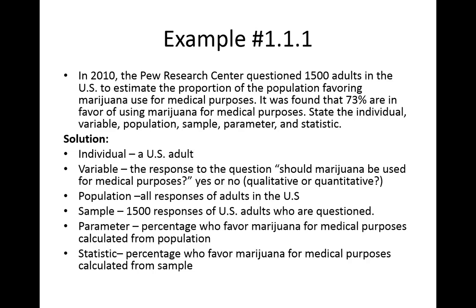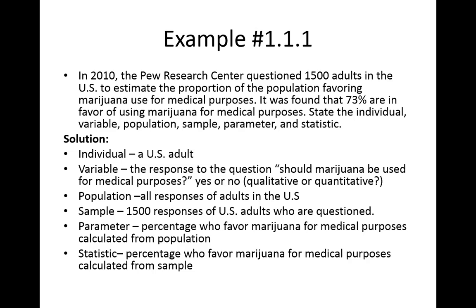And so knowing what the variable is helps me figure out then, well, who am I going to get that yes or no from? And in this case, it's a U.S. adult, because our sample was from adults in the U.S. And I think that's pretty much what the author has here. The individual is a U.S. adult. The variable is the response to the question, should marijuana be used for medical purposes?